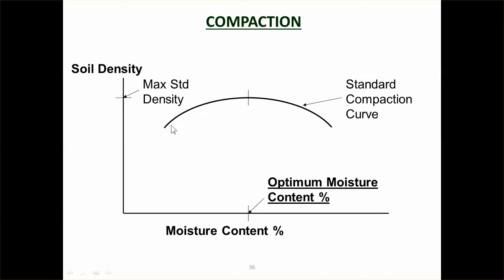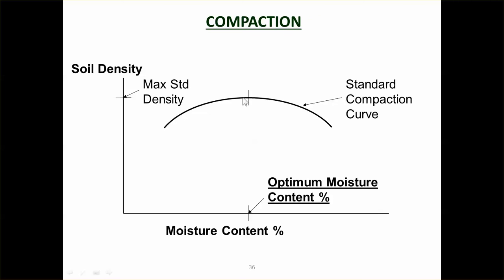The reason for that is, this is just for fine soils, for silts and clays. When the soil is really dry, there's no lubrication between the soil particles to allow them to move into a denser matrix. When the soil gets too wet, there's too much water in the soil air voids, and the pore pressure prevents the soil particles from moving together into a denser matrix.